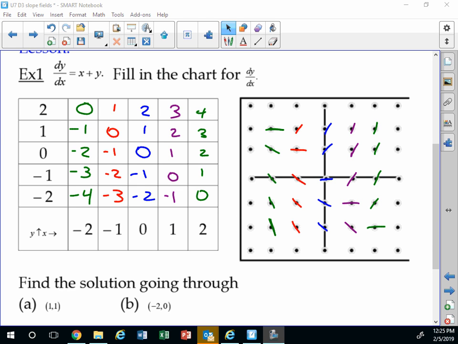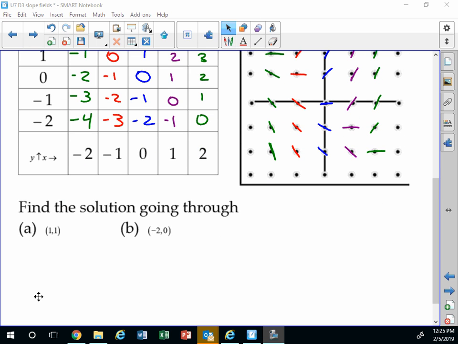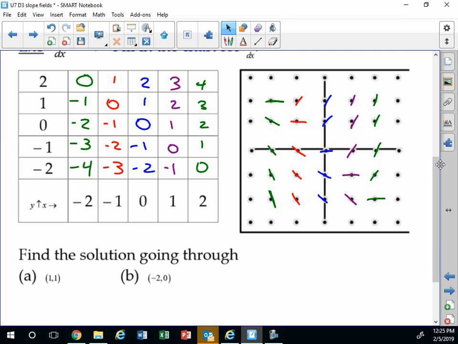So let's talk about this. Well, we have to have an initial point. Do I have initial values? Find the solution going through. Do you have a line that says find the solution going through? Alright. I'm actually going to do this in yellow. It's (1, 1). So I'm going to put a big old dot at (1, 1), because I'm going to go in through (1, 1).